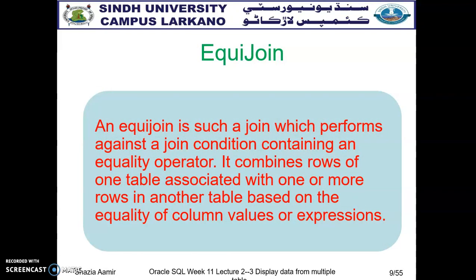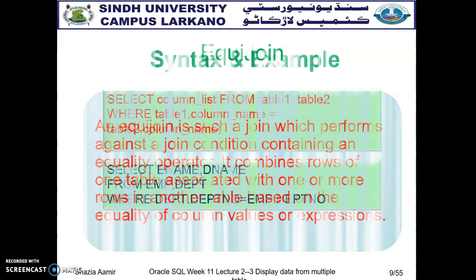Then what is equijoin? Equijoin is a join which is performed against a join condition containing an equality operator. It returns the data on the equality using the equality operator. It combines rows of one table's column associated with another table's column, which is based on the column's value or expressions.